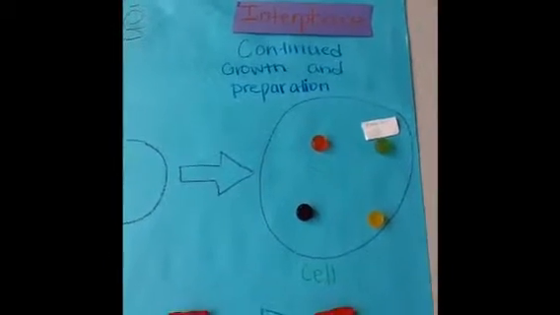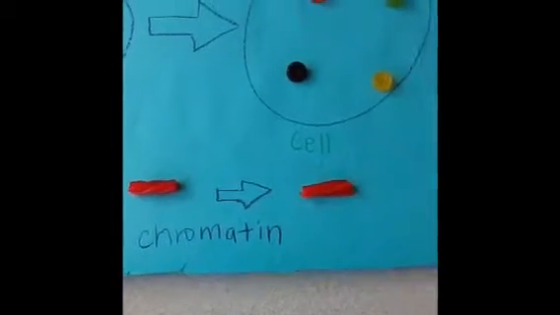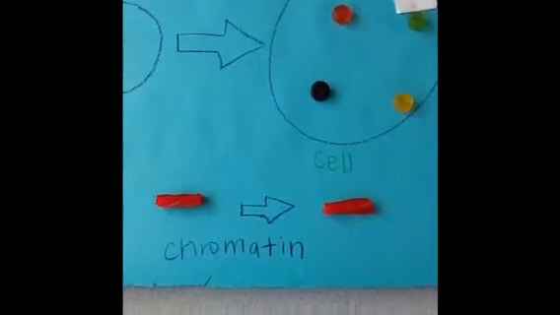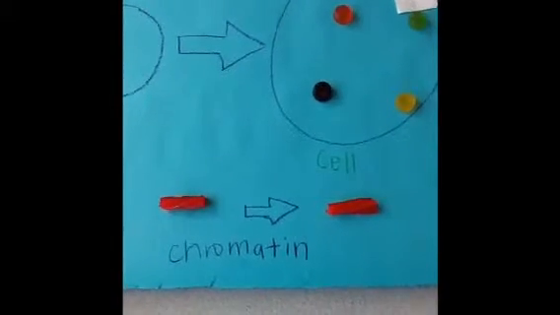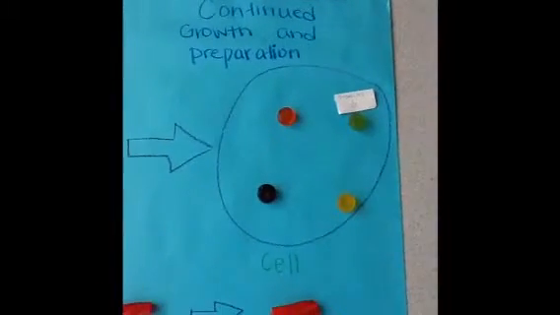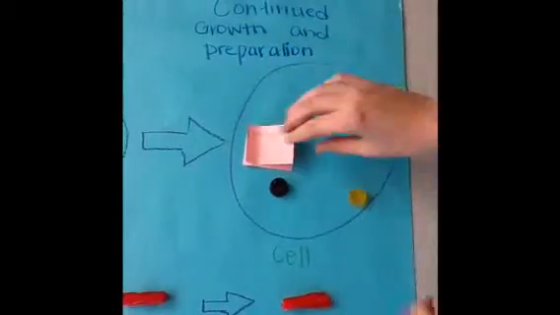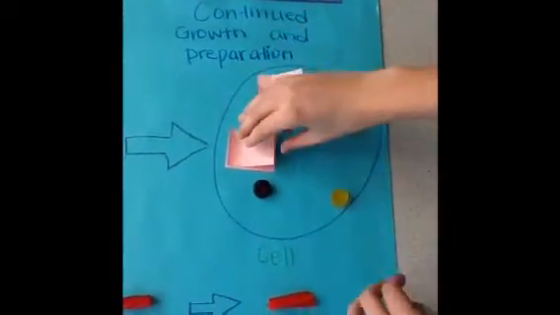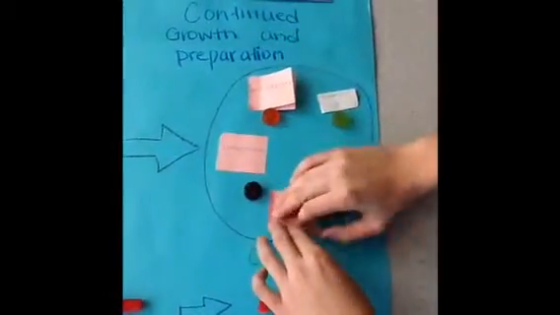In this stage, the chromatin is loosely coiled, so sections of it can unwind for RNA to be made. The chromatin contains the replicated DNA that is copied into RNA. The RNA is used to make proteins. During continued growth and preparation, organelles such as the mitochondria and chloroplasts are duplicated in anticipation of the new cell.